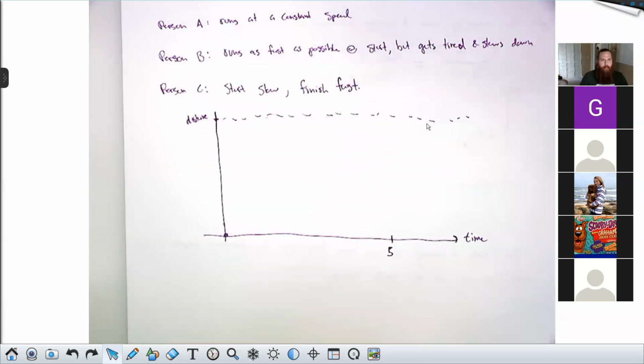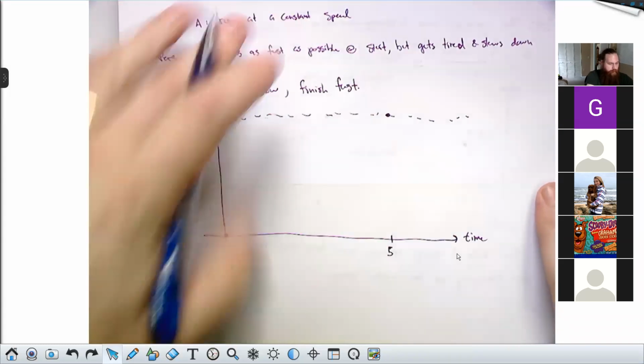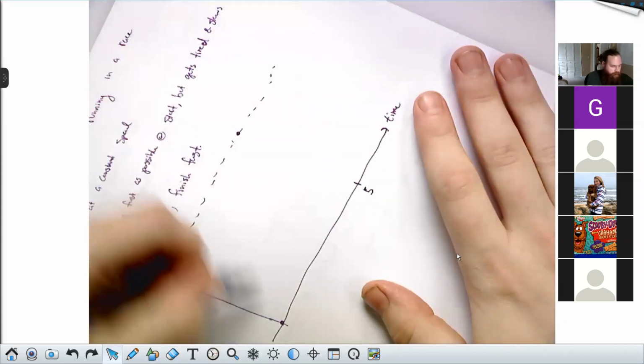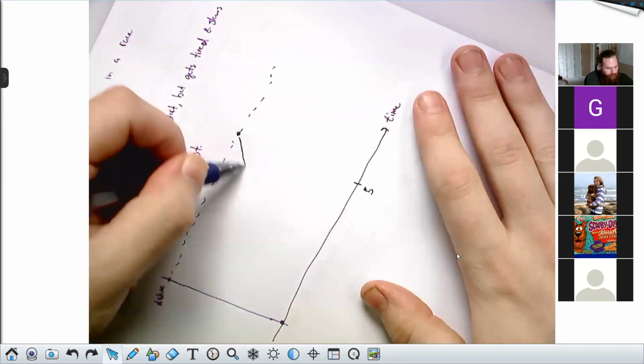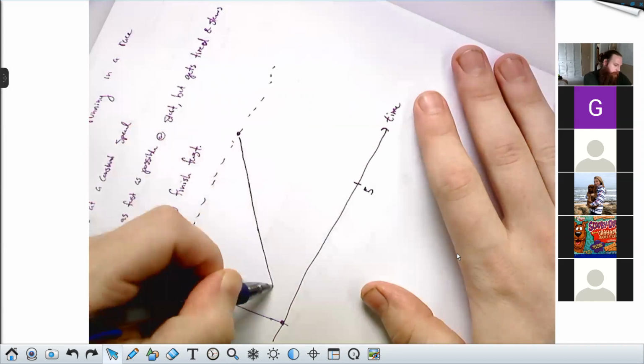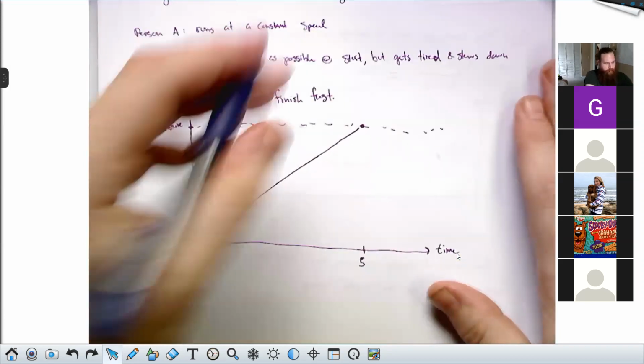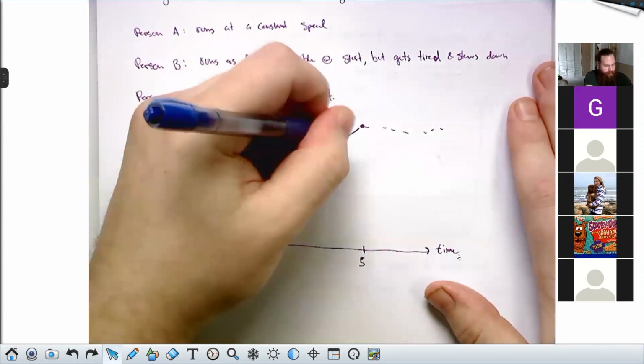What sort of shape will person A's graph have? If the vertical axis is their distance, the horizontal axis is their time, because they're running at a constant speed, their rate of change is constant. So the graph of their distance over their time is linear. So this is person A.